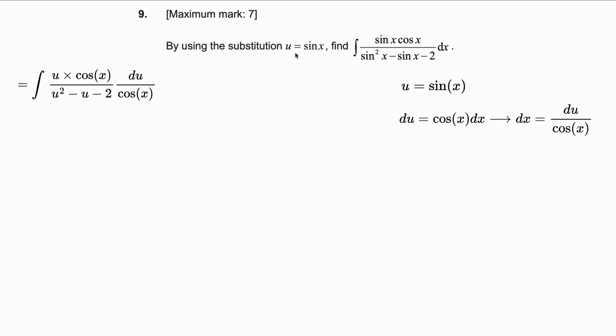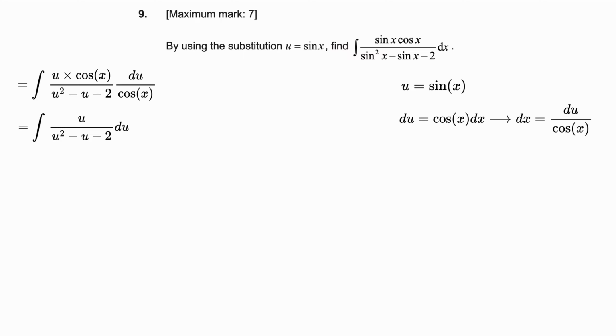So we know that u equals sine of x, so this u replaces sine of x. So now we get u times cosine of x, and then over u squared minus u minus 2. And then I replace this dx with du on cosine of x over here. And obviously the first thing that we can notice is that the cosine of x cancels out. So now we have our integral in terms of u. So we just get the integral of u over u squared minus u minus 2.